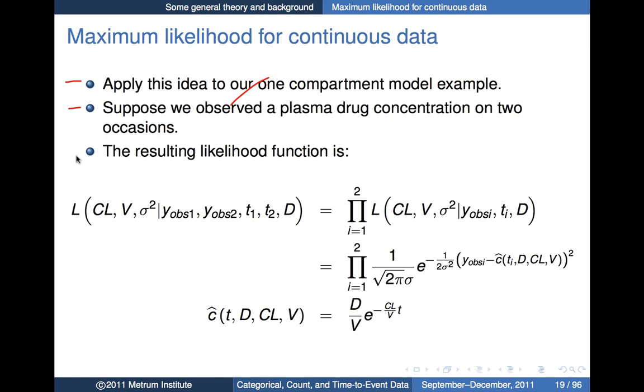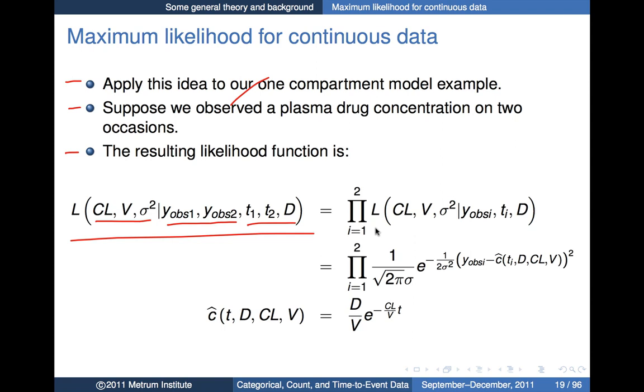The resulting likelihood function for that case, we've written out here. It looks lengthy because theta is now made up of three parameters: clearance, volume, and sigma squared. We've got our observed data, which consists of two data points, YOBS 1 and 2, and our covariates, time 1, time 2, and dose. I'm going to assume that these two observations are independent given the parameters, and in that case the likelihood is just a product of the individual likelihoods for those two data points.